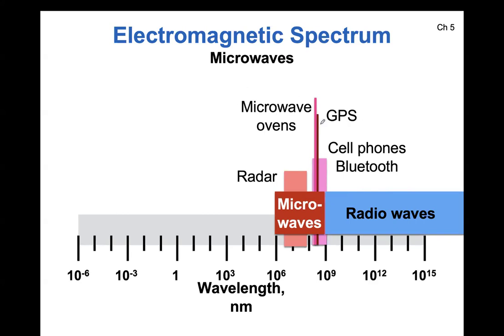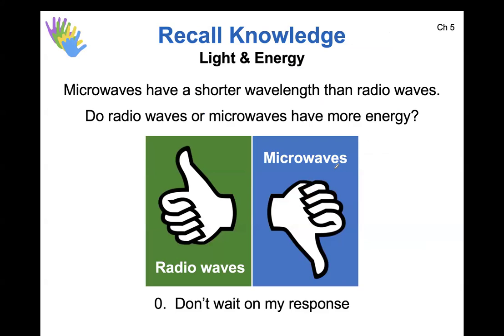But they're the micro version of them. Yeah, so that's why they're called microwaves. It can be a confusing name because they're actually the second longest type. So why are they micro, right? Well, because they're micro radio. Okay, so continue on. Before we do, microwaves have a shorter wavelength than radio waves.